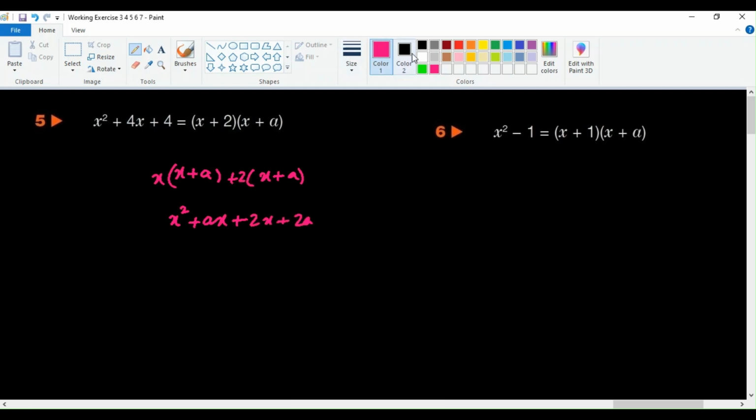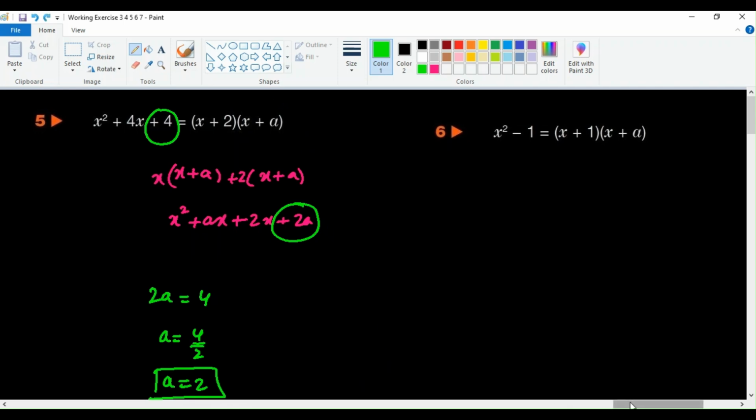I can see that 2a is equals to plus 4. So I will write 2a equals 4. That means a equals 4 over 2. That means the value of a is 2. That also means that if I write 2 over here, you get the answer on the left hand side.